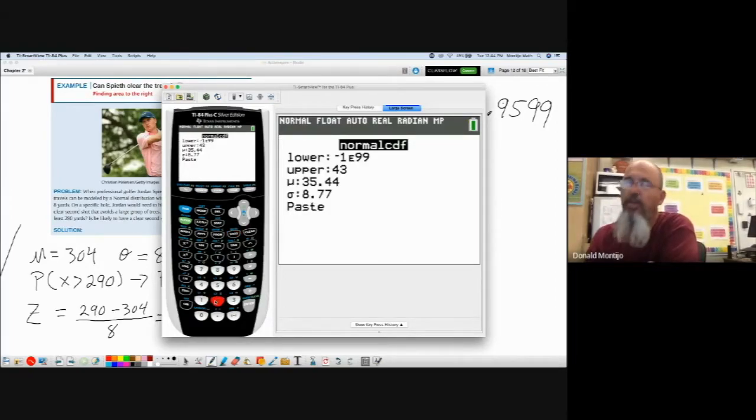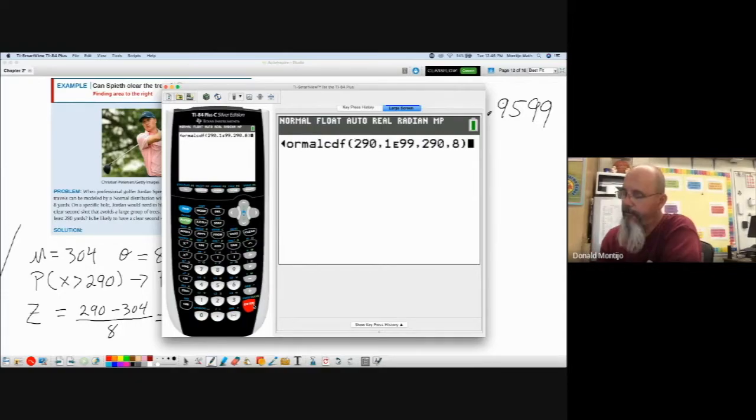Now, I don't want to find the answer all the way to negative infinity. My lower bound was 290. My upper bound, now I want to go all the way to positive infinity, so I'm going to do 1E99, which is our way of telling the calculator to go to positive infinity. And then I'm going to type in how to describe the distribution of Jordan's drives. Remember, we always describe a distribution with mean and standard deviation. So the mean was 290 and the standard deviation was 8. And then I let the calculator do all the heavy lifting for me.